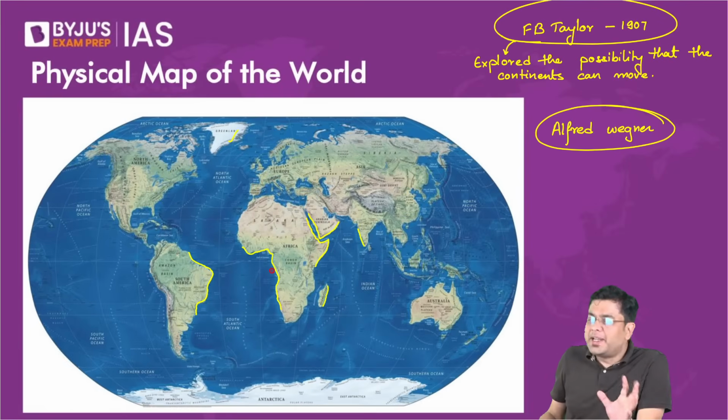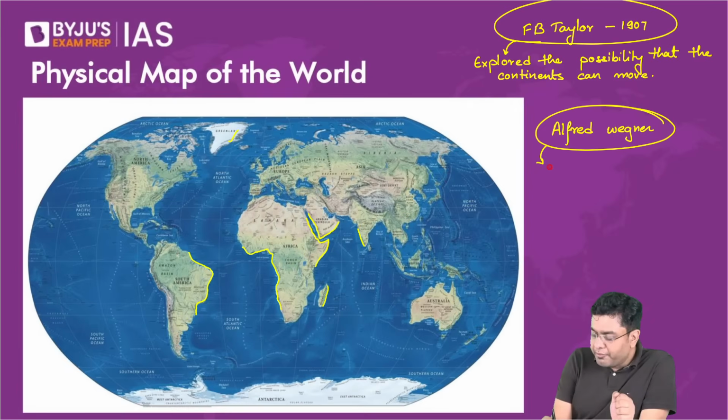And upon studying all of this, he postulated around 1912 what is referred to as the continental drift theory. So Alfred Wagner is basically credited with the continental drift theory.